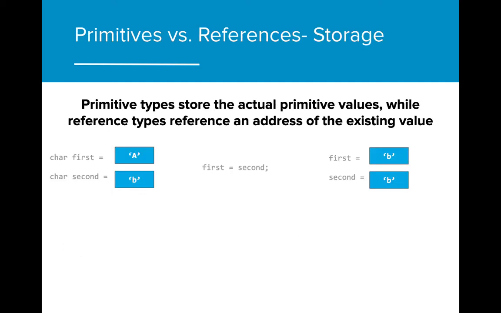When primitives are given values, they are associated directly with those values. If the value of one variable changes, then the primitive value that it stores also changes. In this example, the value of first is being changed to equal the value stored in second. Both first and second now store the value b.